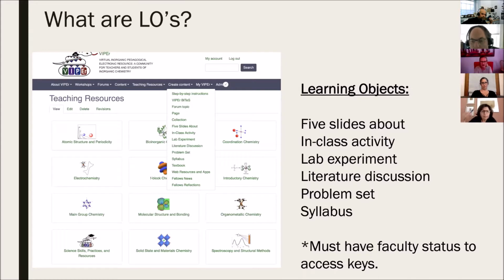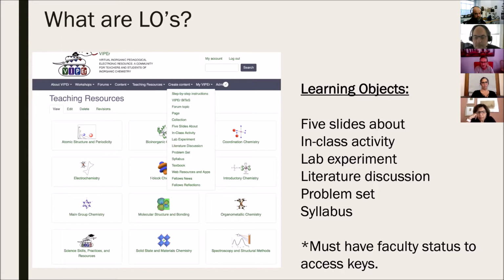So first off, we should probably talk about what LOs are. I know everybody on the call knows what a LO is because we're all part of the community, but really these are our learning objects. If we were to go to the teaching resources on the Viper site, this is what it would look like. We have learning objects in all of these areas of inorganic chemistry. The types of learning objects you can make go from something that may be kind of difficult to do to some things that are just really easy to put together, say from a problem set, which is pretty easy because we all have to do this all the time, all the way up to a full-fledged lab experiment. So these are all types of learning objects that we could do.